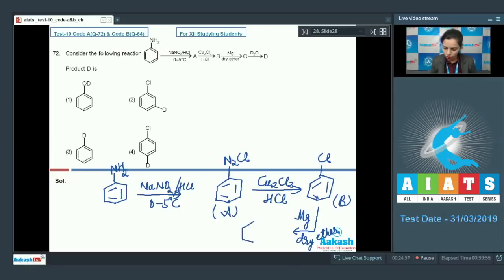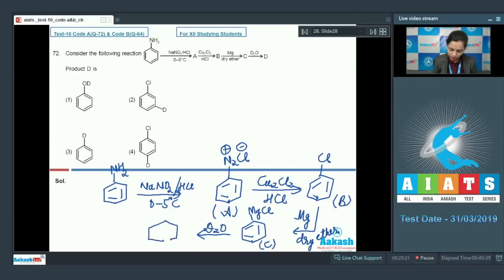So there is the formation of organometallic compound, the Grignard reagent MgCl, and this is representing the compound C. And now when this compound C is treated with D2O, heavy water, there is the formation of benzene in which heavy hydrogen is present. So third option is showing the product D correctly. That's why option 3 becomes the correct answer for this question.